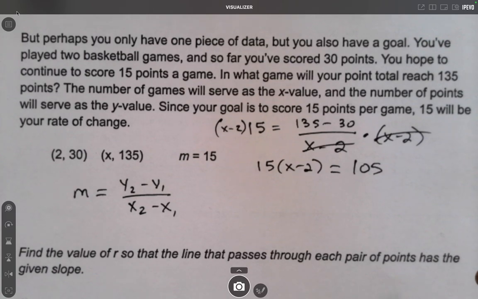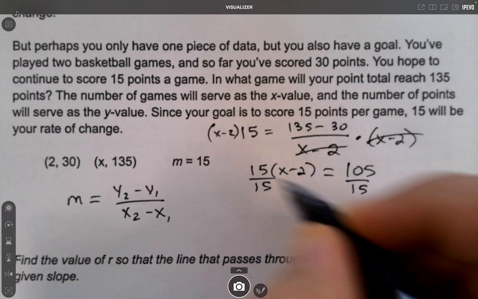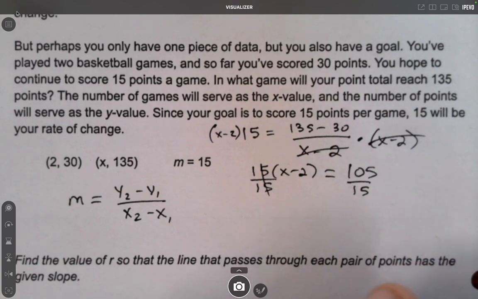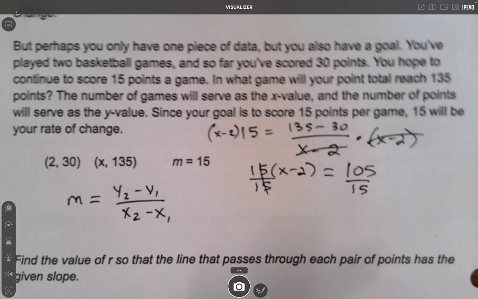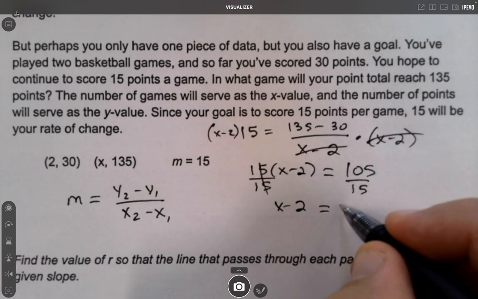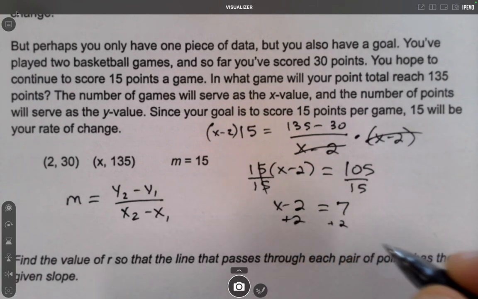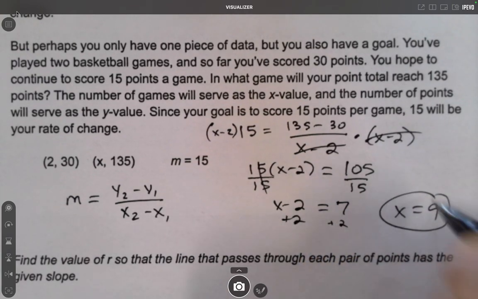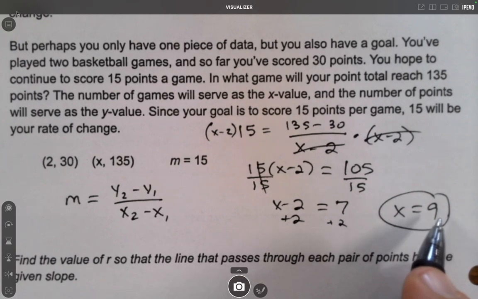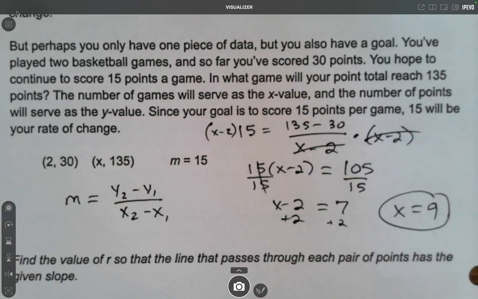If you want to distribute the 15, that will definitely work. I'm going to choose, though, to divide both sides by 15 instead. But if you want to distribute and solve it that way, that is 100% fine. So this leaves just x minus 2. 105 divided by 15 is 7. Then we add 2 to both sides, and we get x equals 9. So that means at the end of the 9th game that I played this season, I should have hit the record I wanted to of 135 total points.